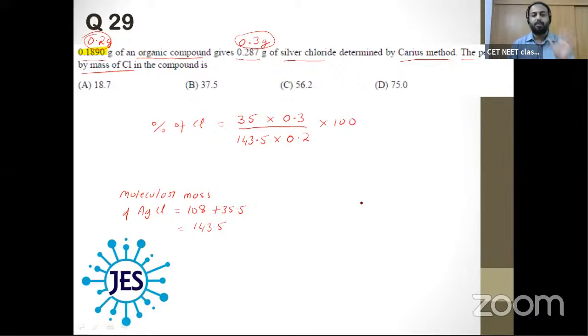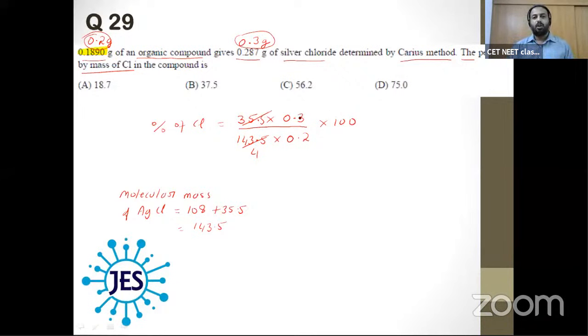Now how do you simplify this? Remember, you are not supposed to use any calculator in entrance exams. Calculators are not allowed. Then how do you simplify? Again, you know, 35 2 times is 70. 35 4 times is 140. So 35 and 143 are almost approximate. I can say 35.5 and 143.5 are almost 4 times. 35 into 2 is 70, 70 into 2 is 140. So it is almost 4 times, we can take it.